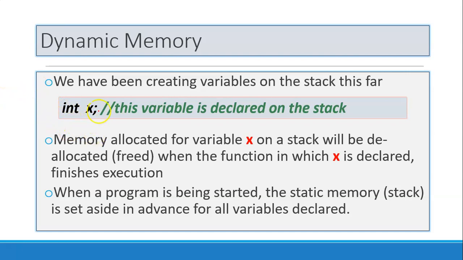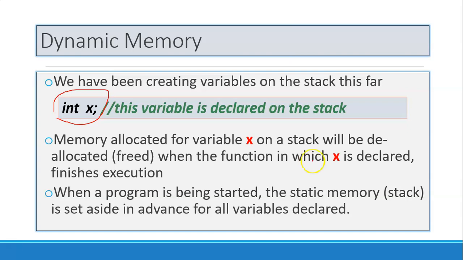So if you have a declaration such as this, it will create a variable x on a stack, and the memory allocated for variable x on a stack will be deallocated or freed when the function in which x is declared finishes execution. That's what we said. When that particular frame is destroyed, everything under that frame is going to be destroyed as well.